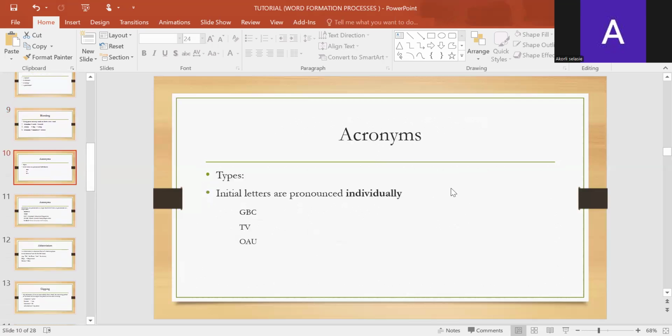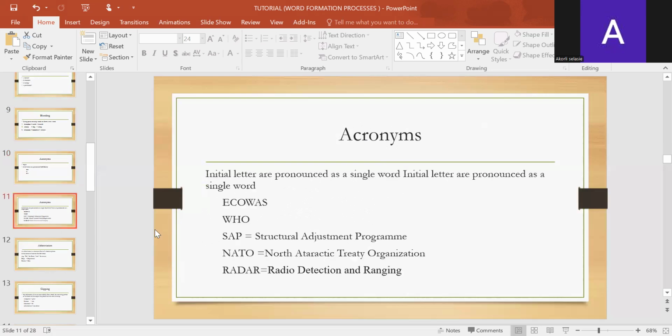Now, one important topic we discussed was acronyms. Look at it. Their initial letters are pronounced individually. So all these come under acronyms. GPC, TV, OAU: individual letters are pronounced, the initial letters are pronounced individually. And in other acronyms, the initial letters are pronounced as a single word. So these all come under acronyms.